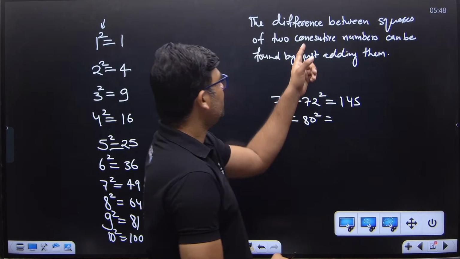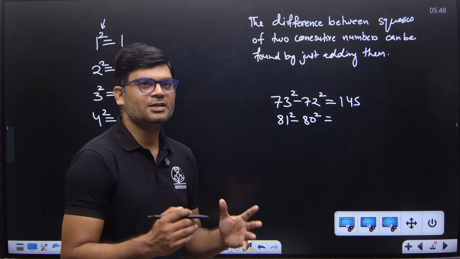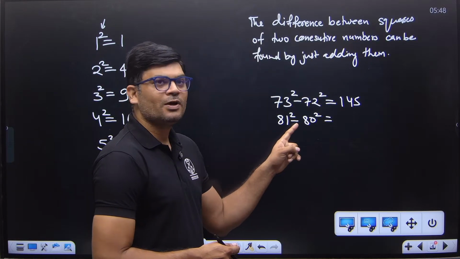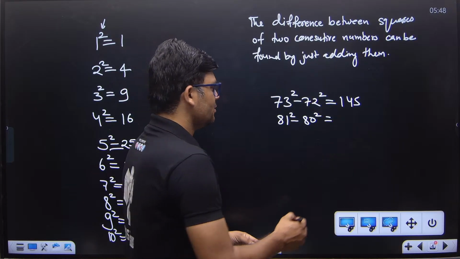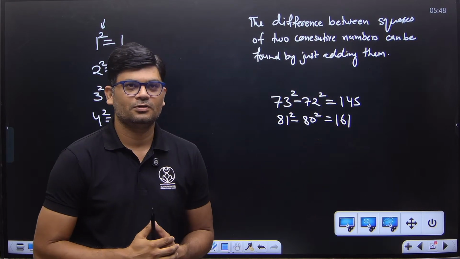So the difference between the squares of two consecutive numbers can be found by just adding them. So 81 square minus 80 square will be how much? Oh, 161. Very good.